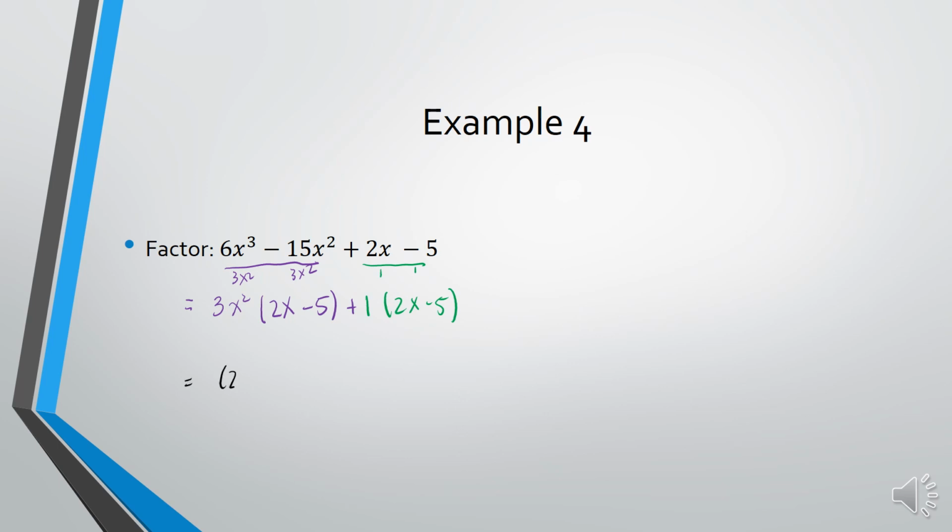Now the 2x minus 5 is repeated, so I'm going to be factoring out a 2x minus 5, which means I should divide everything by 2x minus 5, which gives me a 3x squared in the first part and a 1 in the second. So I factor this as 2x minus 5 times 3x squared plus 1.